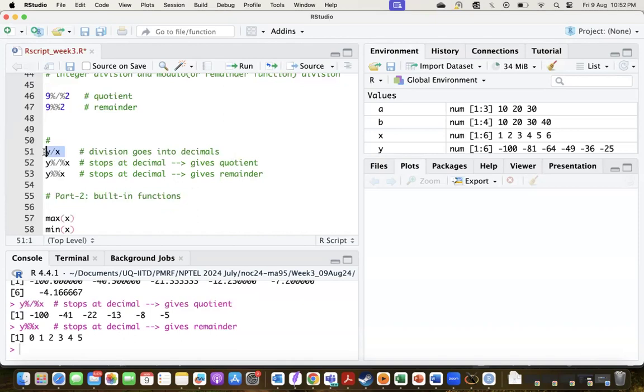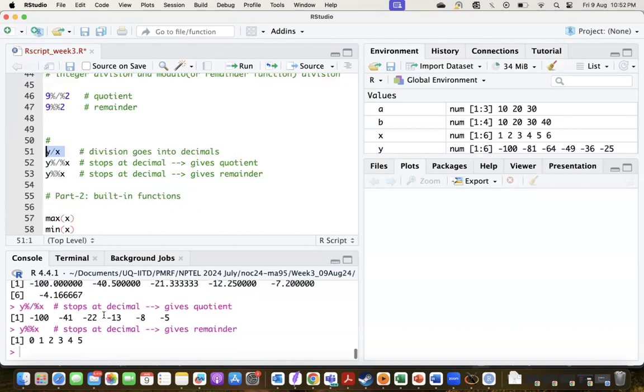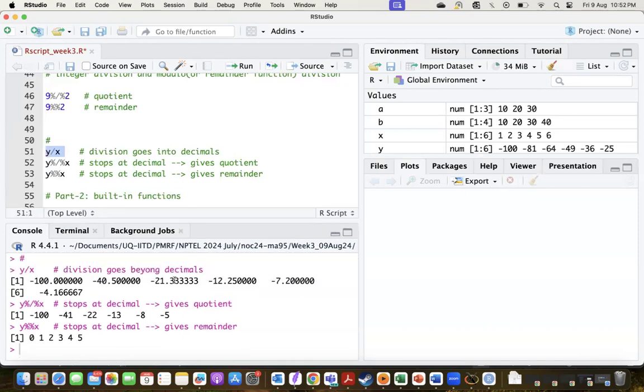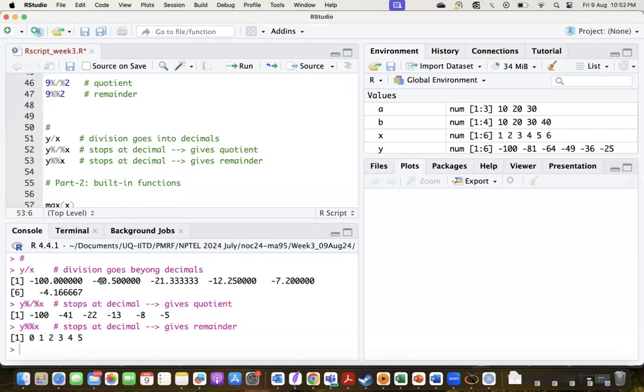And in this case, when I'm dealing with negative numbers, for example, I had 21.3, right? What happened here? Okay. Interesting. Take a look at this.